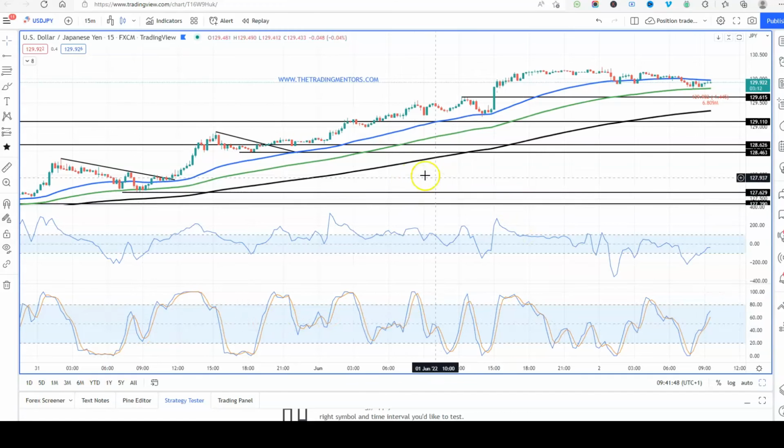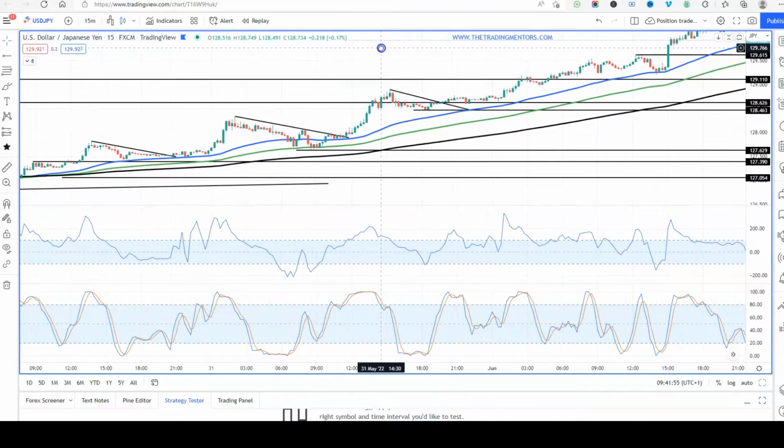Now, if you want to become a swing trader, what tends to happen with prices, and price action is very common, is the price pulls back.